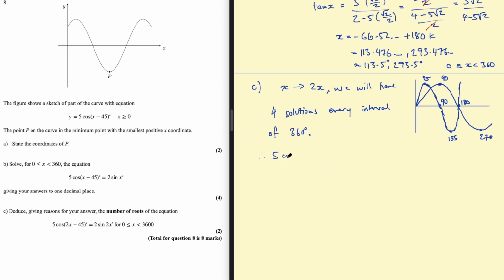So let's write that down. 40 solutions for the interval 0 to 3600. And that was question 8 for a total of 8 marks.